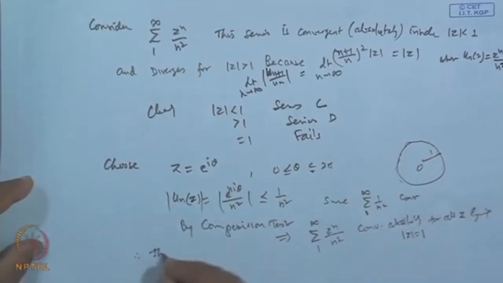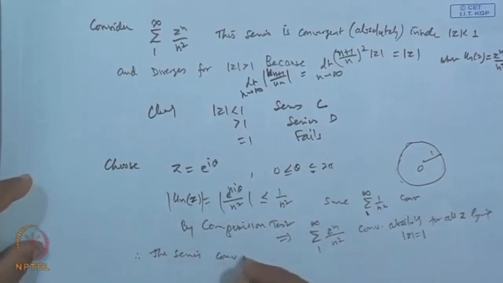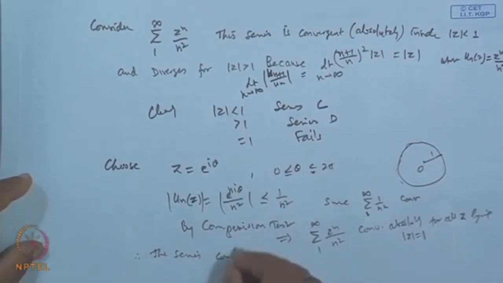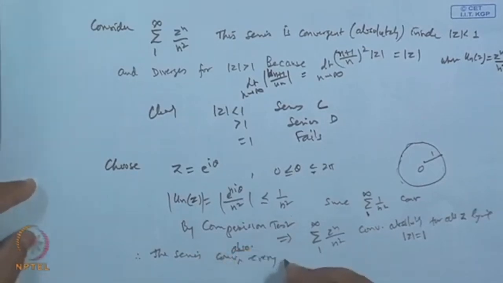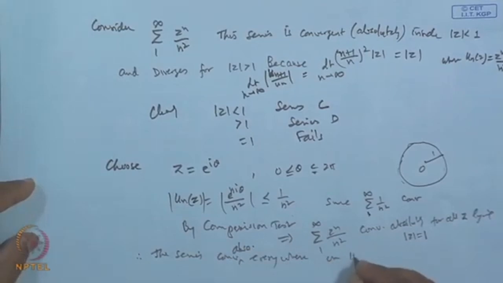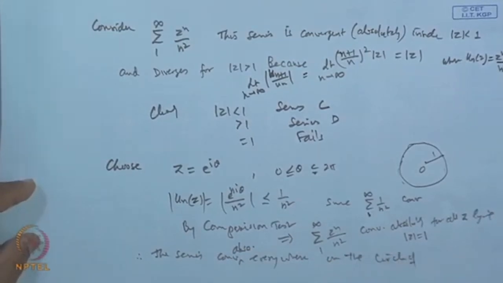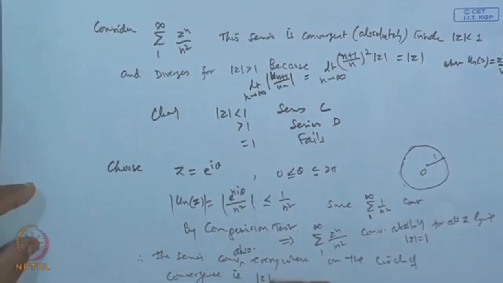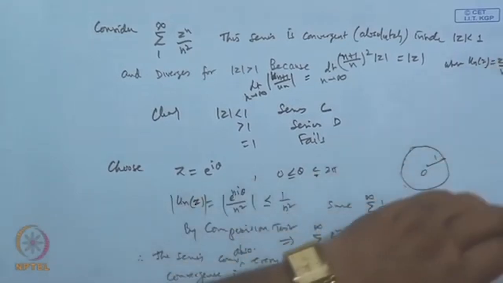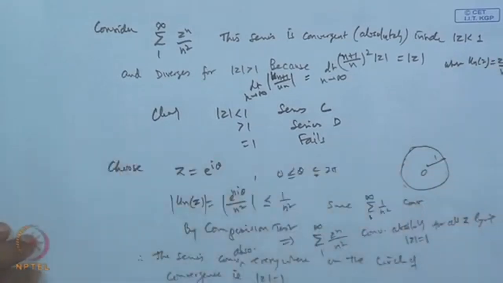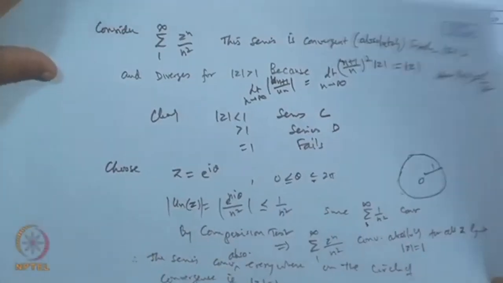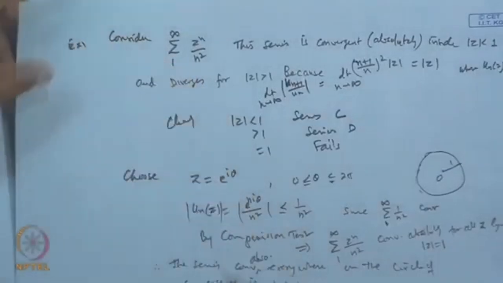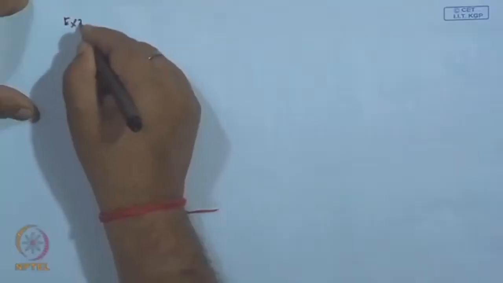So, this series converges absolutely everywhere on the circle of convergence, that is mod z equal to 1. Okay. This is example 1. Now let us take another example, example 2.